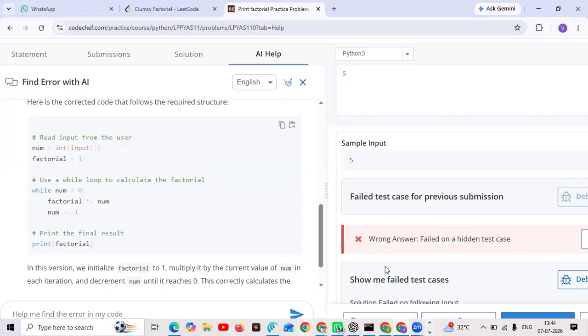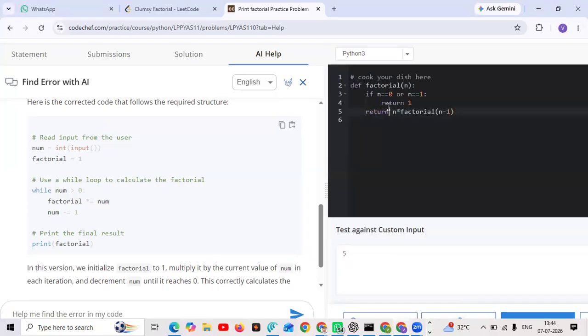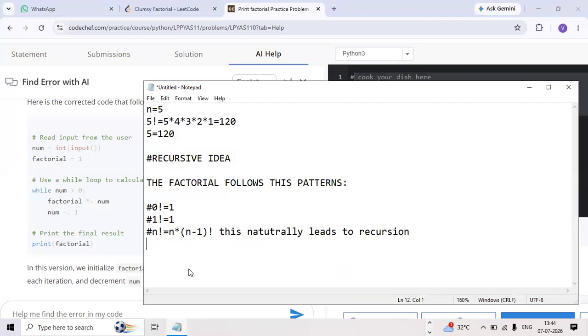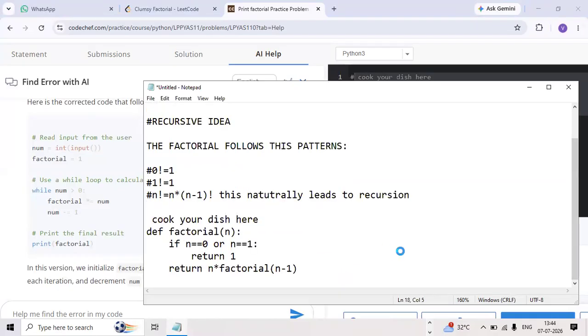But let me first explain the concept of recursion. I'm just copying this one into my whiteboard. Let's go to the whiteboard. So what is happening? First of all, we will dry run this code.